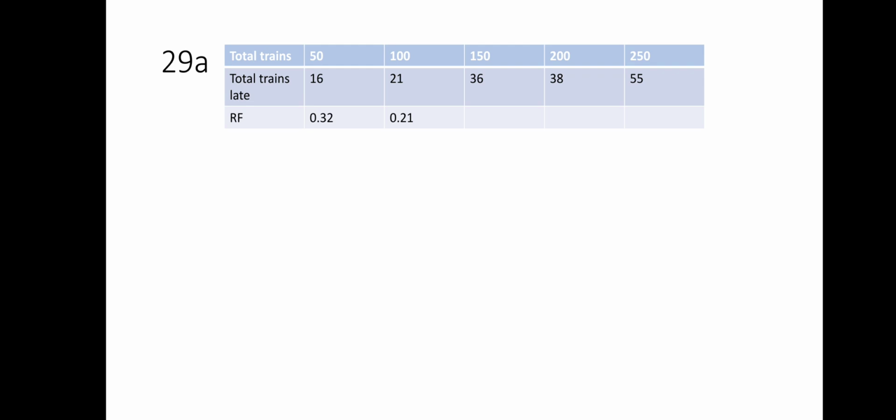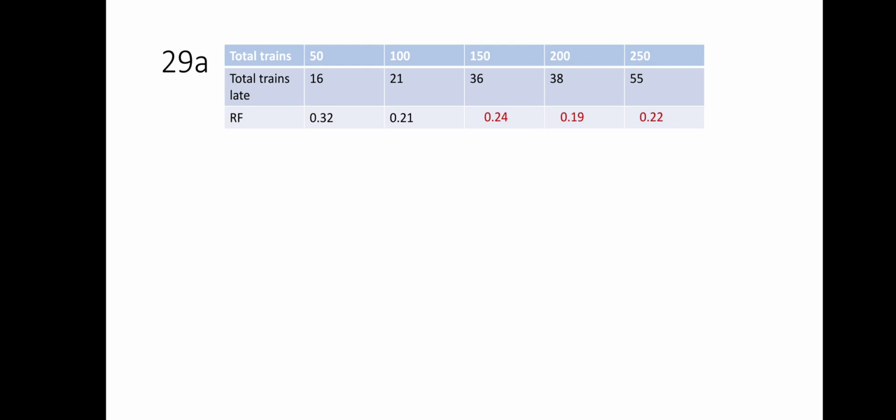So we can see that the relative frequency is going to be the total number of trains that are late divided by the total number of trains that are arriving. So for example, when you have a total of 50 trains, the relative frequency would be 16 divided by 50, which is 0.32. And then when there are 100 trains, 21 of them are late. So that would be 21 over 100, which is 0.21. So you need to do that division for all of the remaining ones, and that would give you this.